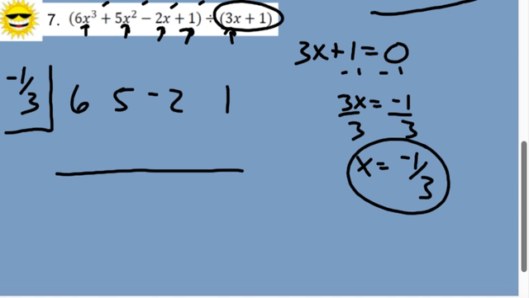Okay, so bring down the 6. Always bring that first number down. Times negative 1/3, that's just going to give me negative 2. Add those together, I get 3. Negative 1/3 times 3 is negative 1. Use your fractions if you're not sure. Negative 1/3 times 3, that's 3 over 1.